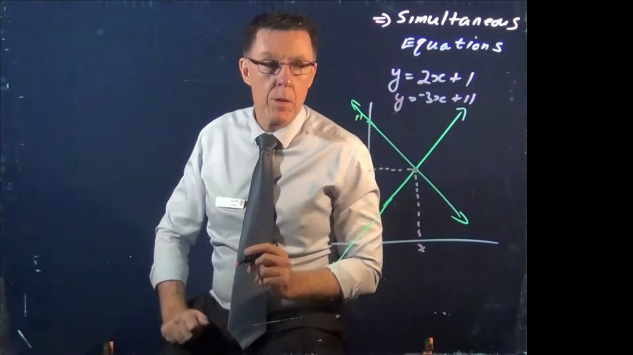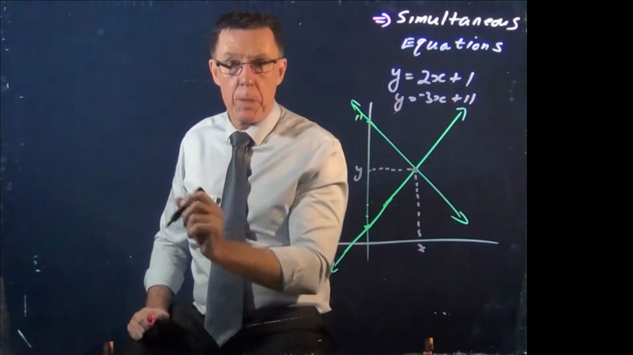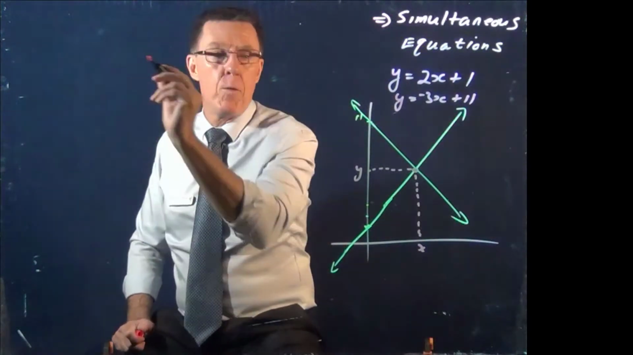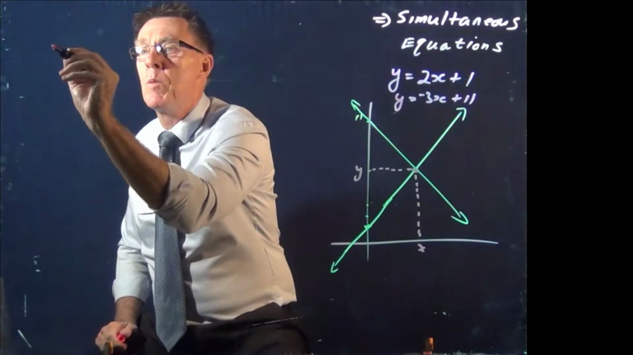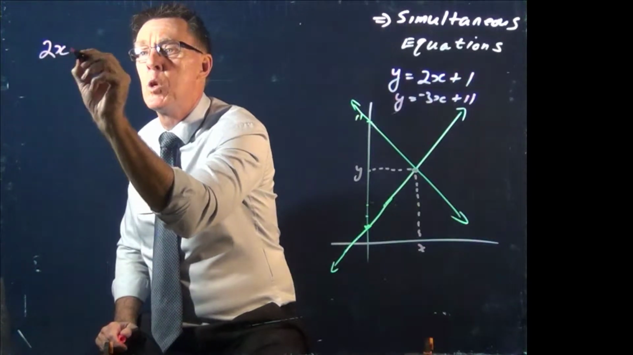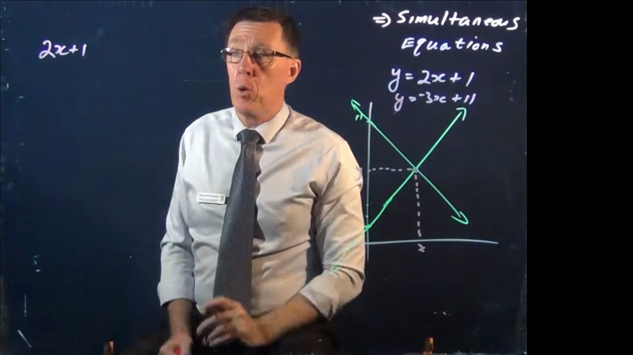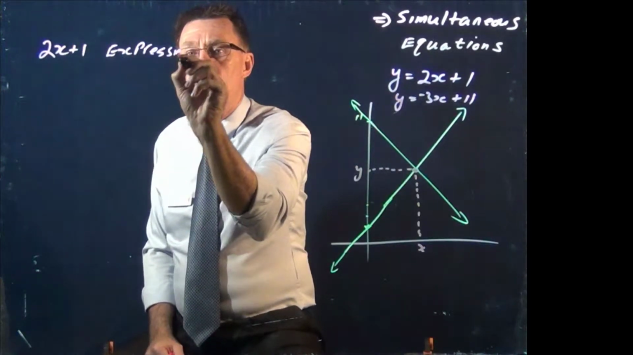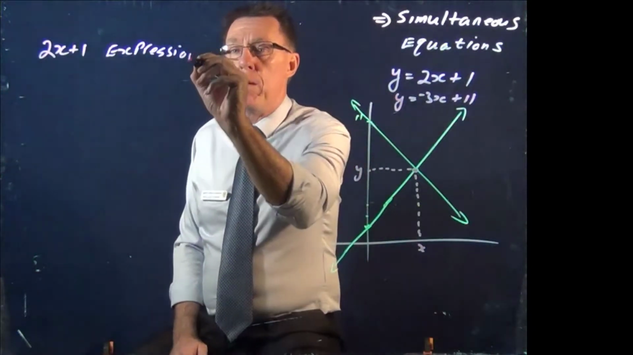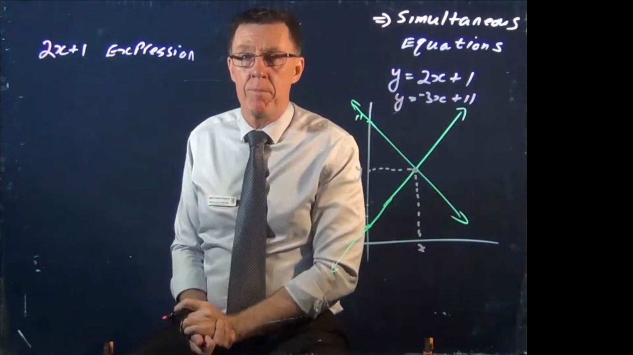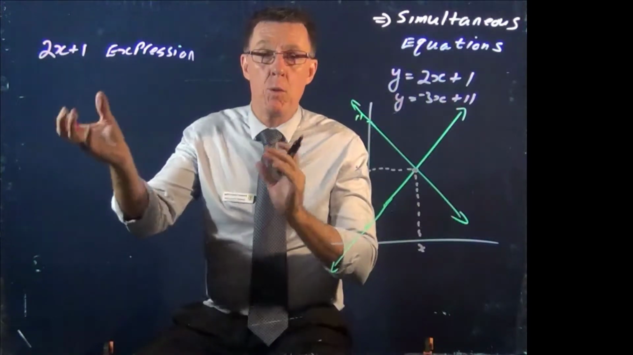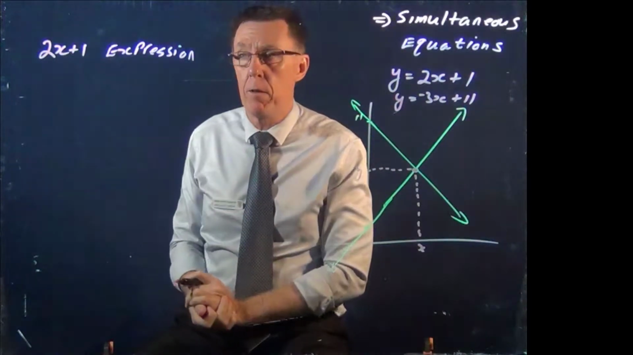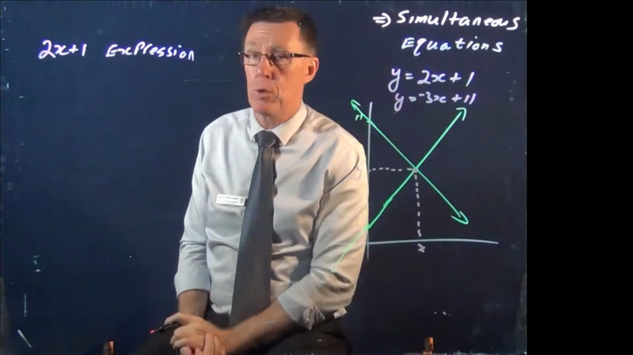Now before we start, I've just got a big picture idea for you. If I gave you, for example, 2x plus 1, that's called an expression. Now, we can't solve that because it's not equal to anything. Only when two things are equal are we able to solve for unknown values. So that's just a statement of some sort of fact.